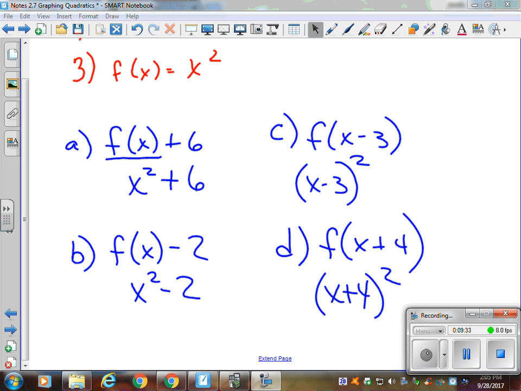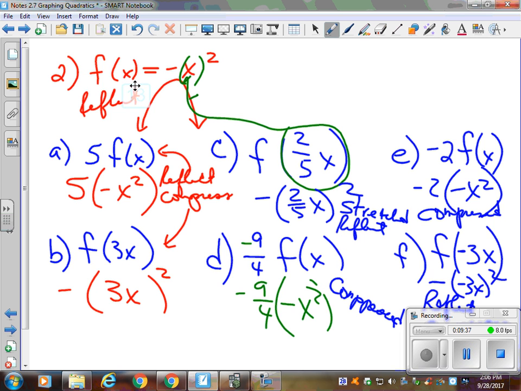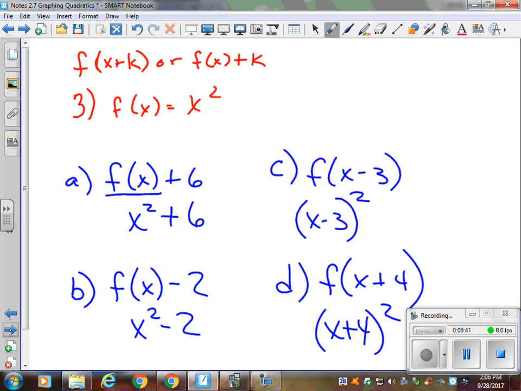So, the key here is that if you have a graph, like this graph, one thing you can do is multiply it by half and make it wider, right? But I could also multiply it by negative 9/4 and it'd make it really skinny and reflect. That's just 2 of the things that could happen.